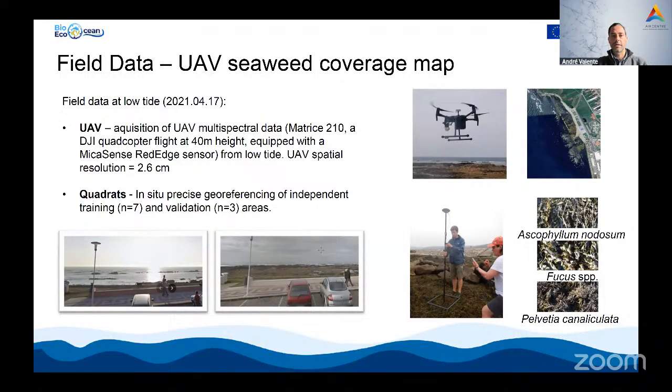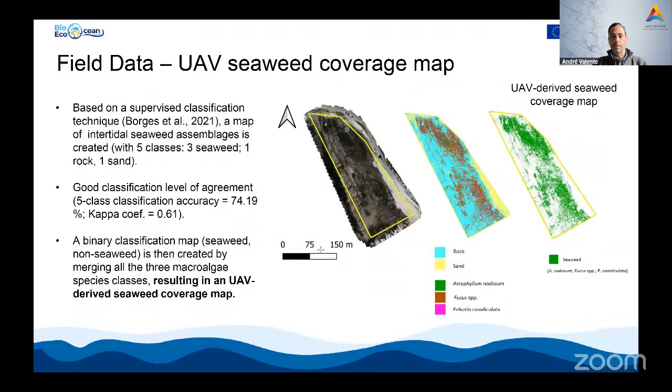And from this data, you can develop maps of seaweed coverage. So it is based on a supervised classification technique from a previous work. A map of intertidal seaweed assemblage is created. It was originally with 5 classes, 3 different species of seaweed, 1 rock and 1 sand. There was a good classification level of agreement.